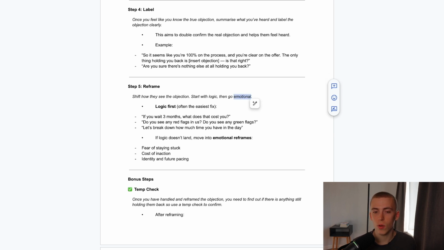Right? Usually it's probably a deep-rooted objection, right? Maybe it's not actually the partner side of things. Maybe they're just fearful. Maybe they've never done something like this before. So you want to go emotional, right? So logic first, then emotional. Right. A few more examples.